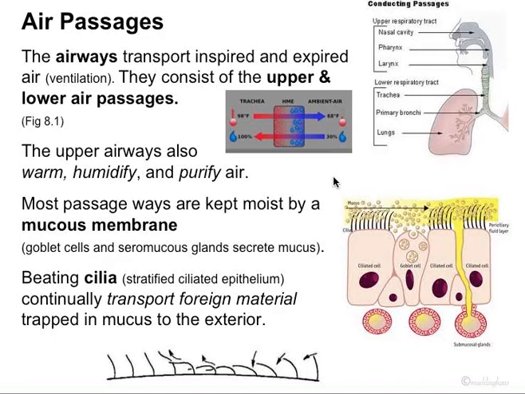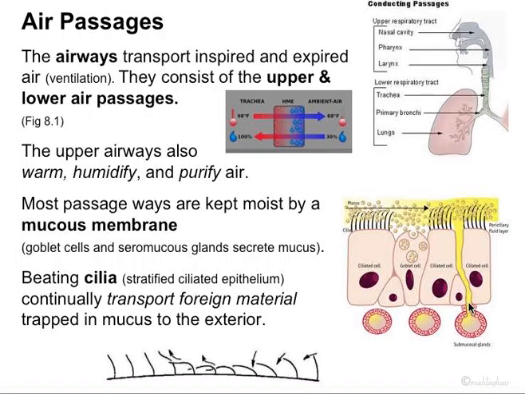Most passageways are kept moist by mucous membranes, and that's here on the side. We have goblet cells, these little cells here, as well as seromucous glands, and they secrete the mucus, and that's the gunky stuff that can trap things that come in, that can be coughed out or swallowed and gone through the digestive tract.